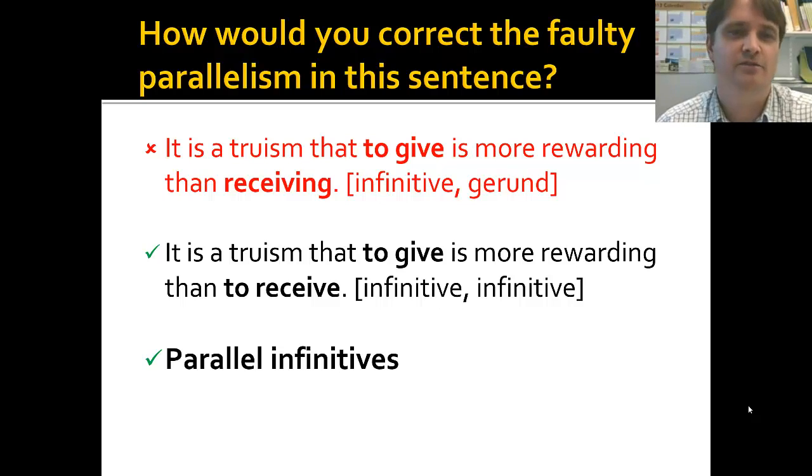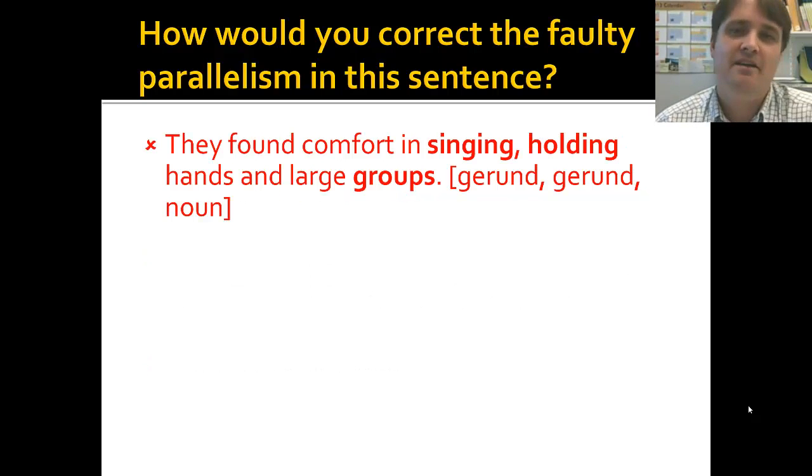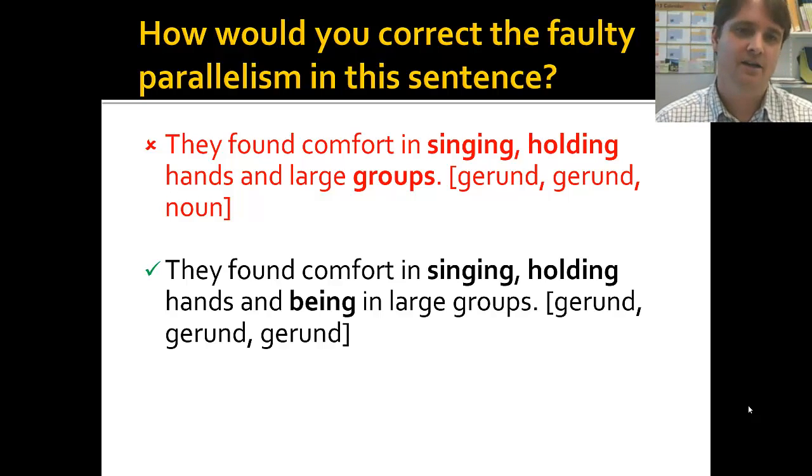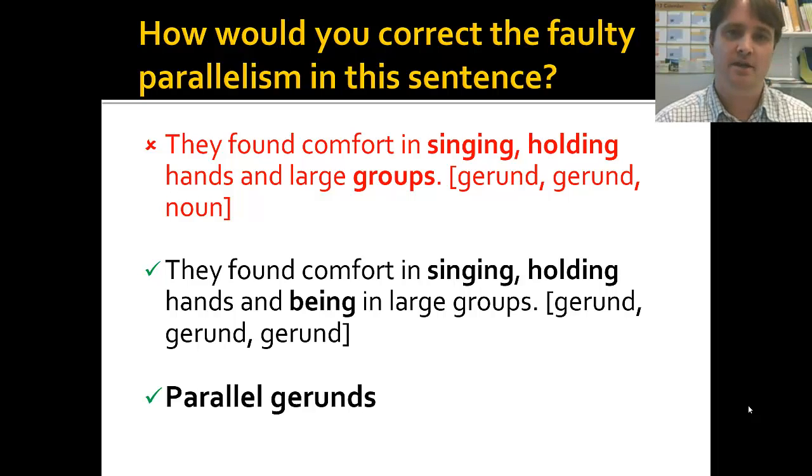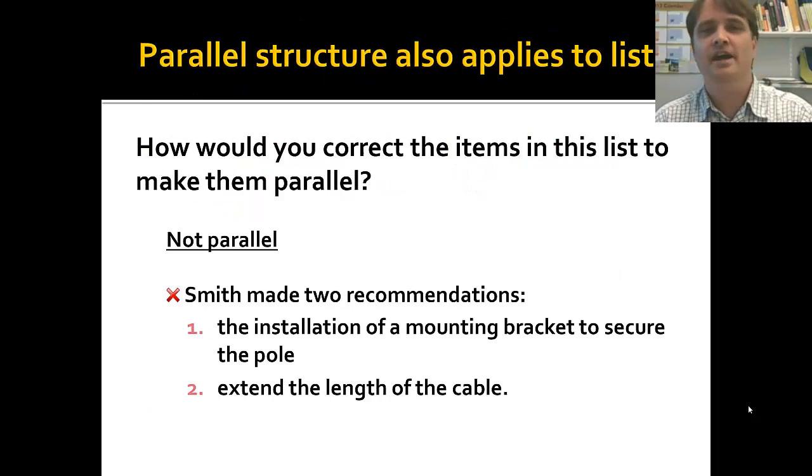They're parallel infinitives. They found comfort in singing, holding hands, and large groups. We've got a couple of gerunds and a noun. So the way to correct that would be, they found comfort in singing, holding hands, and being in large groups. We can see that they're parallel. So they're parallel gerunds.